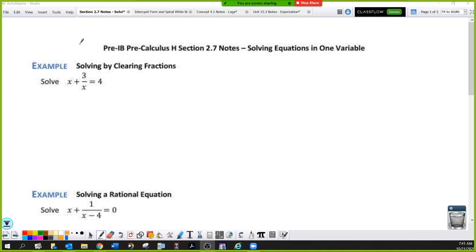Section 2.7, solving equations in one variable. Let's make it happen.